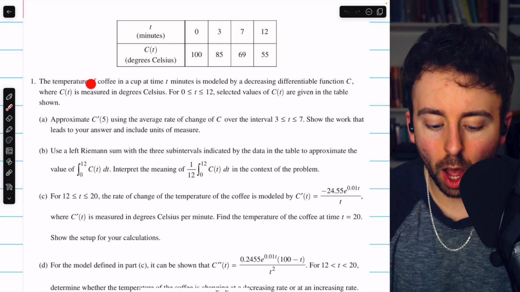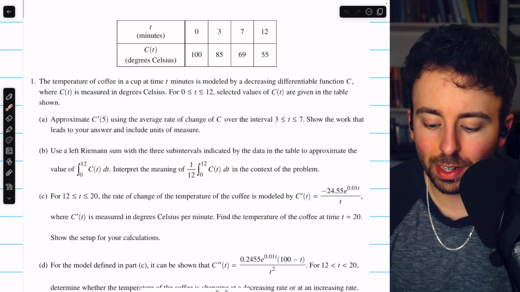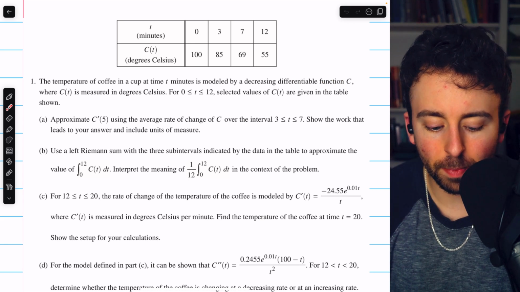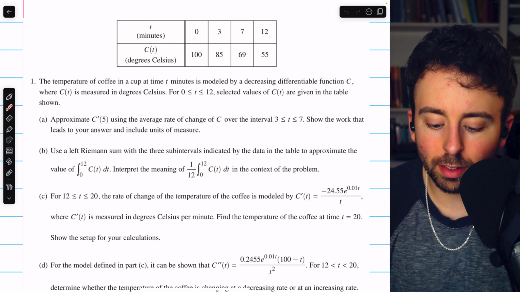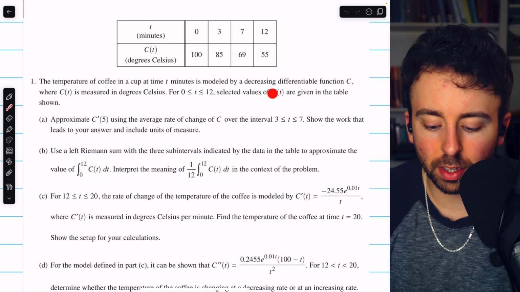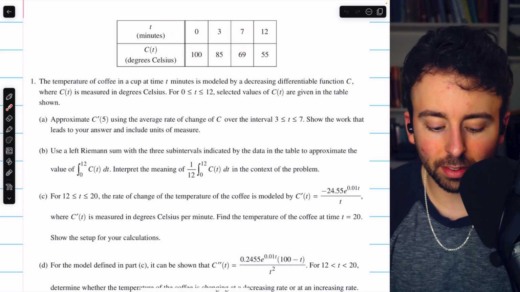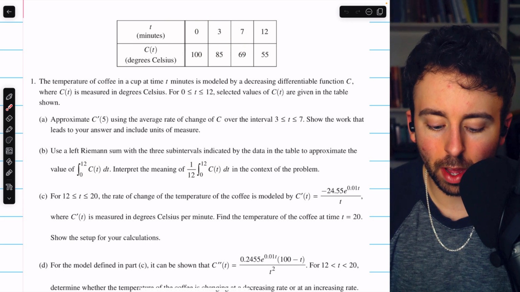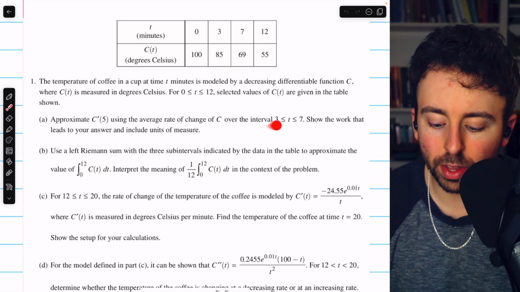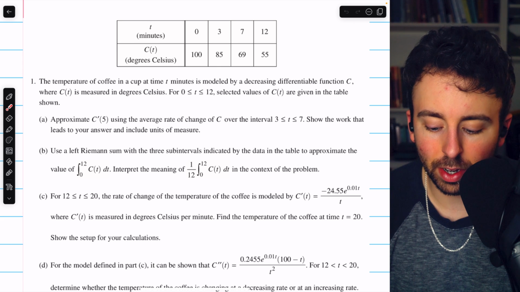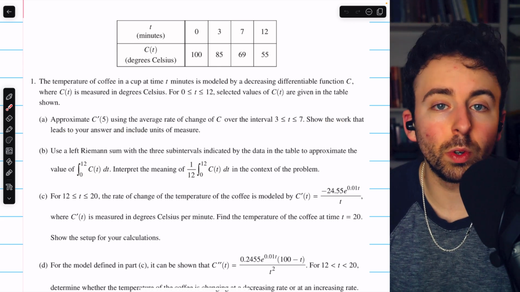The temperature of coffee in a cup at time t minutes is modeled by a decreasing differentiable function c, where c of t is measured in degrees Celsius. For t between 0 and 12, selected values of c of t are given in the table shown. Part A asks us to approximate c prime of 5 using the average rate of change of c over the interval between 3 and 7. We must also show the work that leads to our answer and include units of measure.